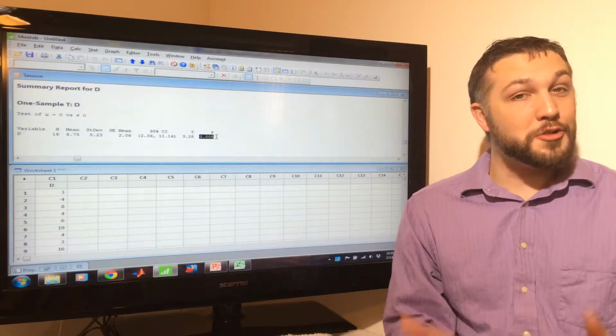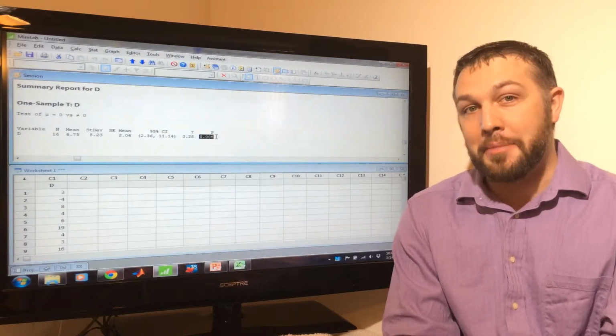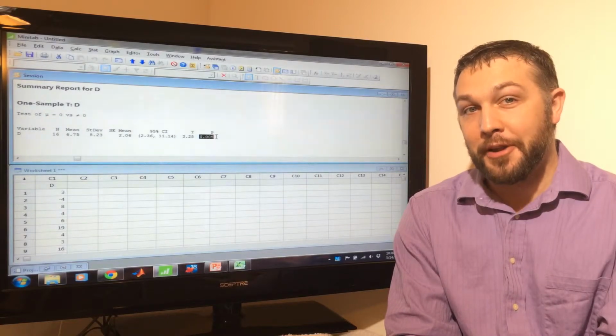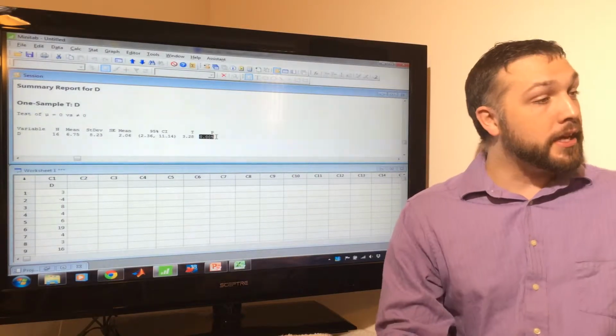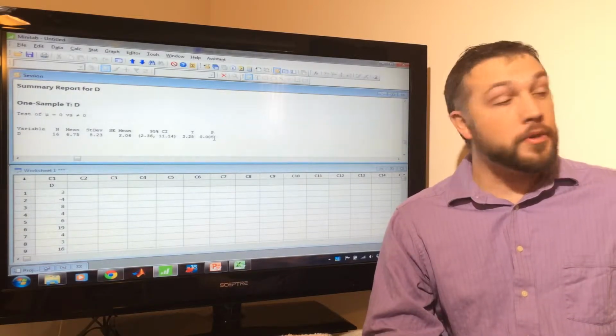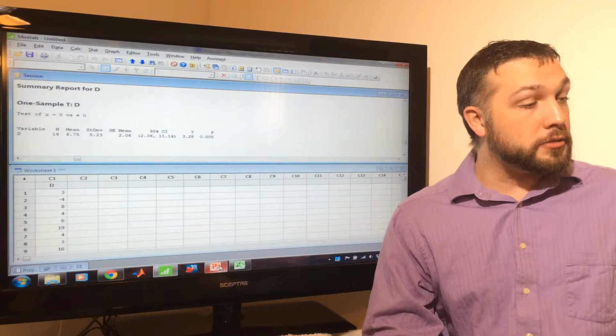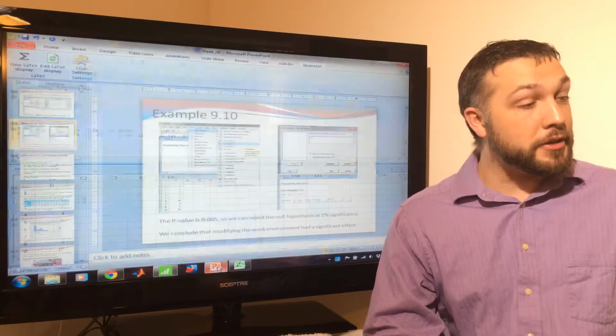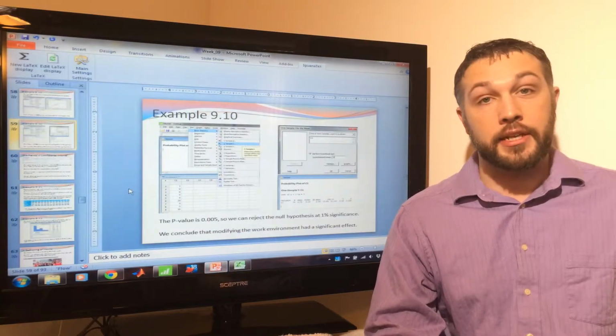And so, do we reject or not reject the null hypothesis? Right? We reject the null hypothesis, at least if the significance level is anything reasonable. Right? Normally we only go as low as 1% significance. The p-value is less than 1%, it's 0.5%.